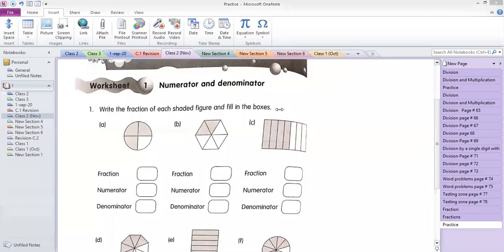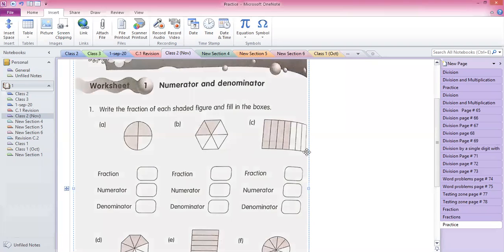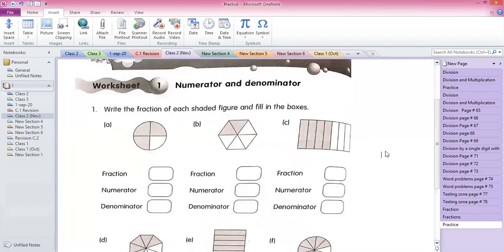What we have to do here: write the fraction of each shaded figure and fill in the boxes. So before writing a fraction, start with the denominator. For writing a denominator, check how many total equal parts are there. In the circle, how many equal parts are there?